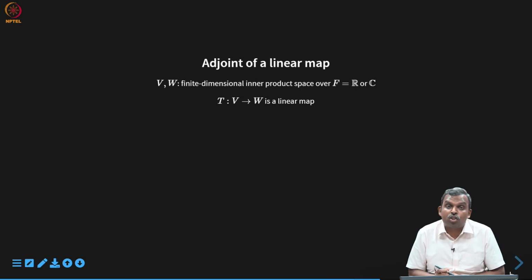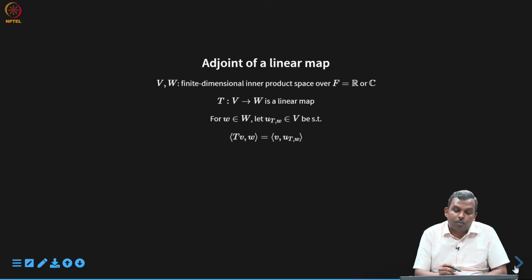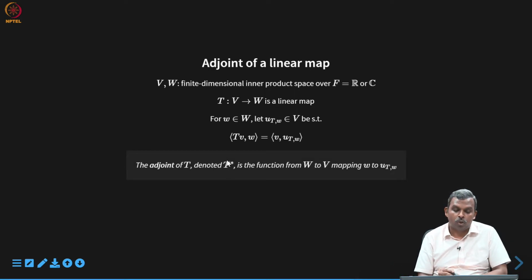Here is the definition for the adjoint of a linear map. We have two vector spaces V and W, both finite dimensional inner product spaces over a field F, and we have a linear map T from V to W. If you pick a small w in W, using Riesz, we know that there exists a unique u_T,w in V such that the inner product ⟨Tv, w⟩ equals ⟨v, u_T,w⟩. This u we know is unique, and this comes from the Riesz representation theorem. The left hand side is a linear functional, the right hand side has to be an inner product, and this u will have to be unique.